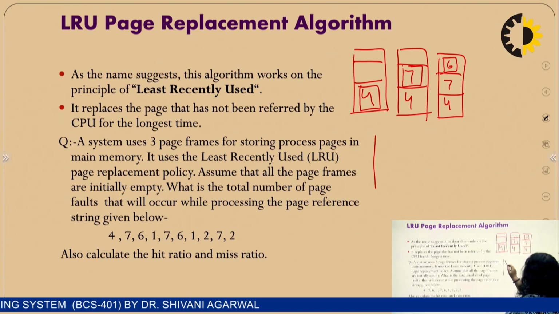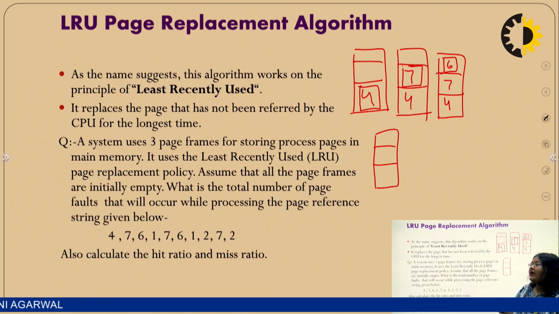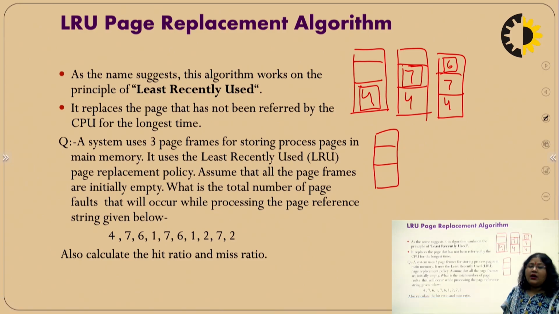Now 1. We have to decide which element to replace, because 1 is the new element and the 3 frames are already completely filled. So we have to see the window. If the frame size is 3, we consider a window of 2. If the frame size is 4, we consider a window of 3. So as per the question, we define the frames and take the windows according to the frames. So there are 2 frames, 6 and 7, which are the recent ones.